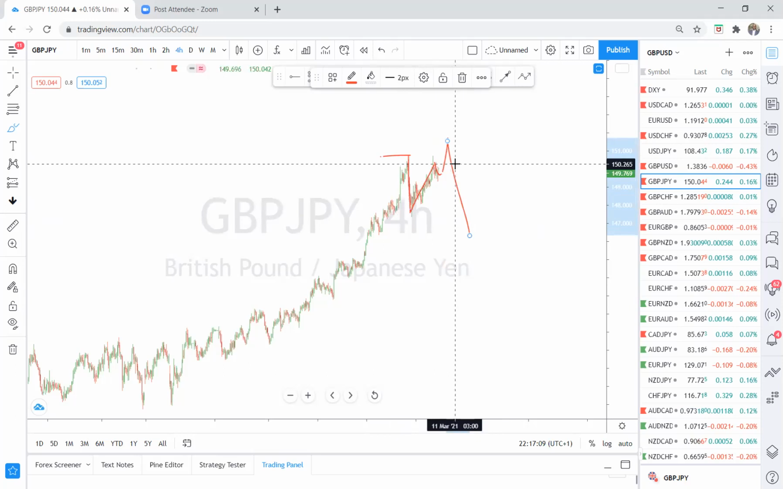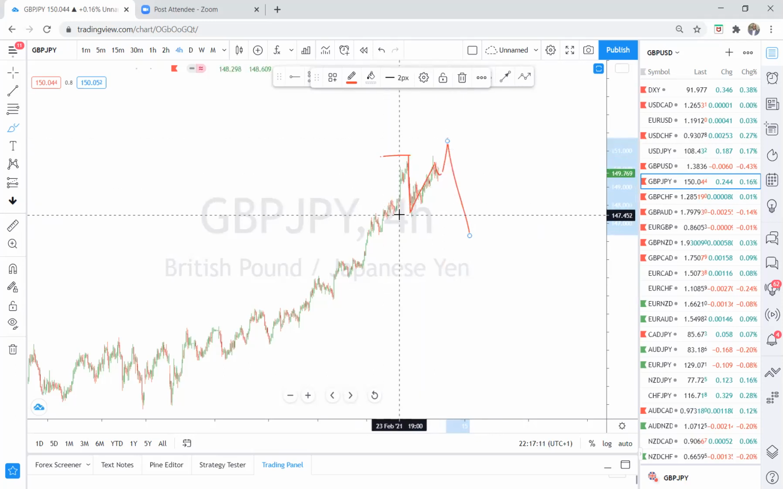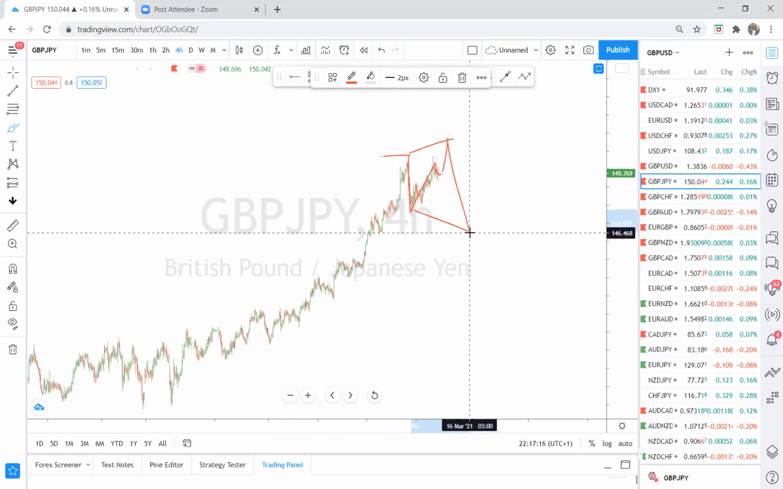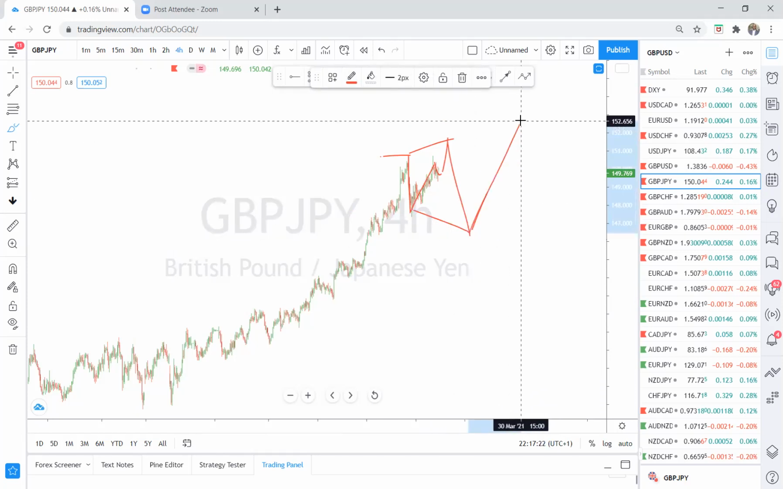So if it breaks this top here, expect it to also break this low here, to form what we call expanding flat. Then from here, if we see a bullish price action, we expect this to flip to the upside to break this top again. That is GBP JPY.